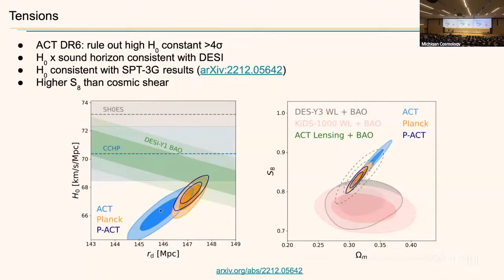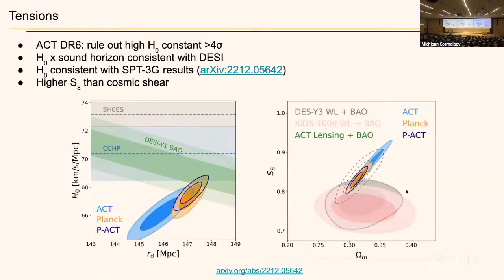In these plots, you will typically see many combinations of data sets. So here we have ACT data in blue, Planck data in orange, and a combination of Planck and ACT in the purple. In general, by combining data sets, you improve your constraints, and so you will see this parameter space decreasing as you are adding in data.